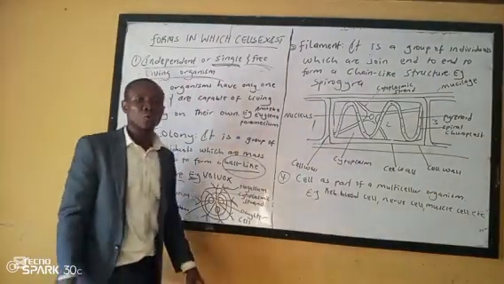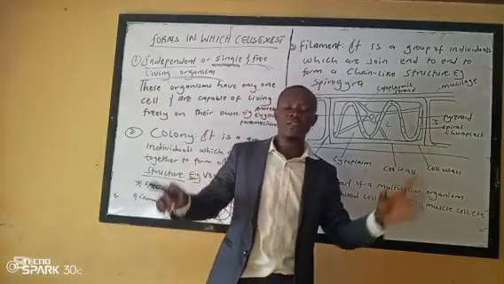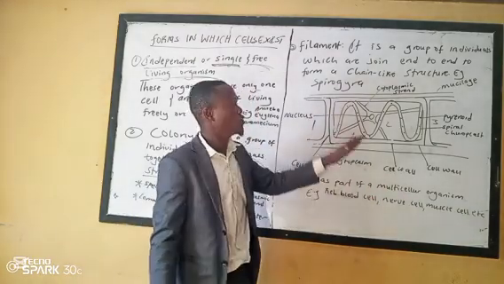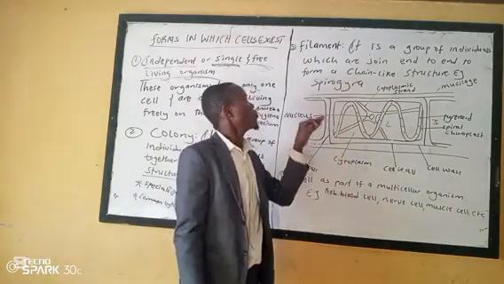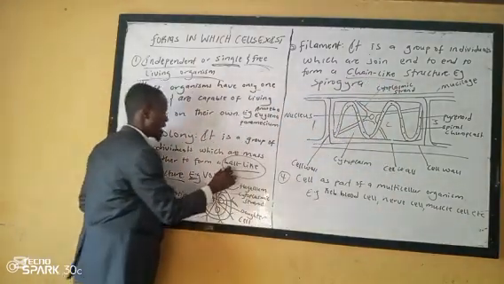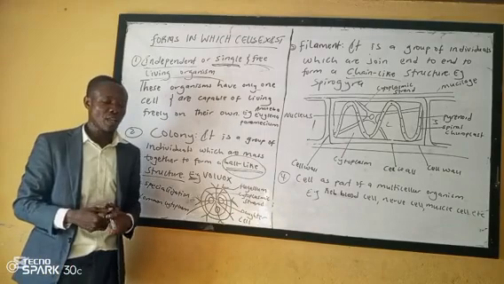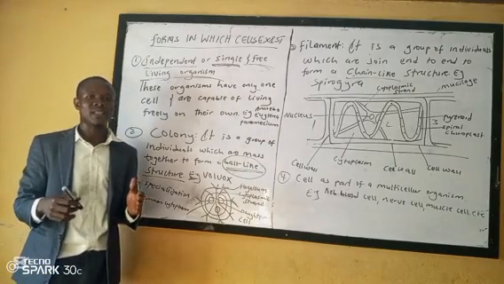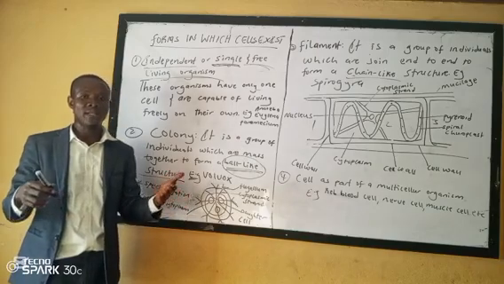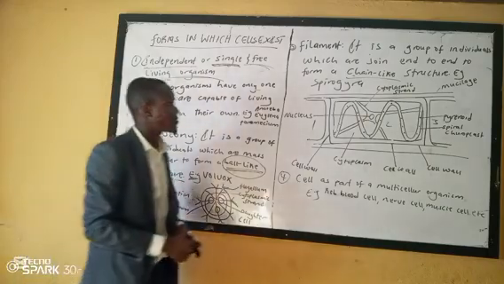Let's talk about filament now. A filament is a group of individuals, that means not one, there are many, which are joined end to end to form a chain-like structure. Unlike this one where they form a ball-like structure. At the end of this video, I will ask students to state 3 differences between the two. If you want, you can post it in the comments. If you want, you can submit it to me.